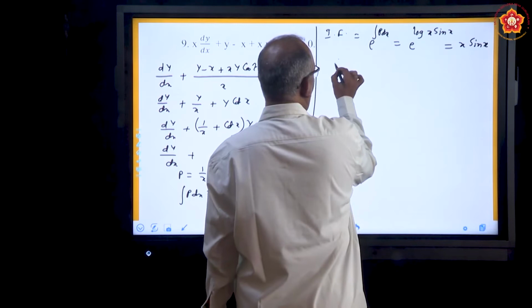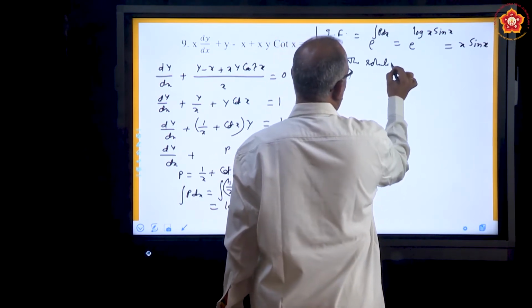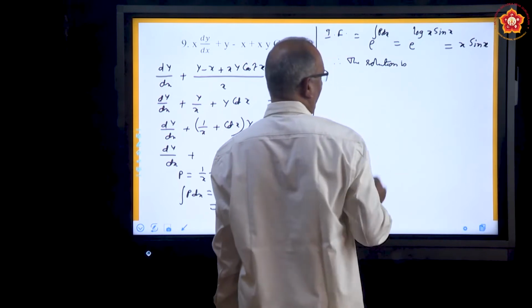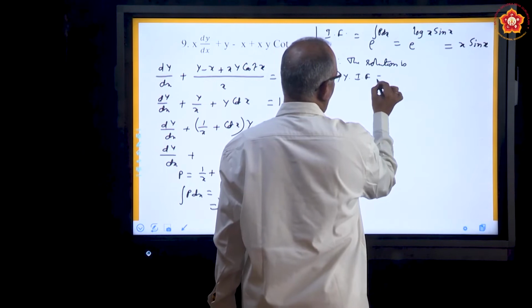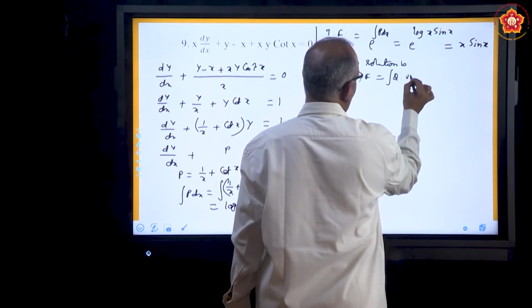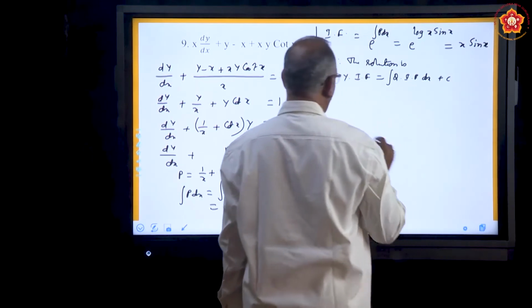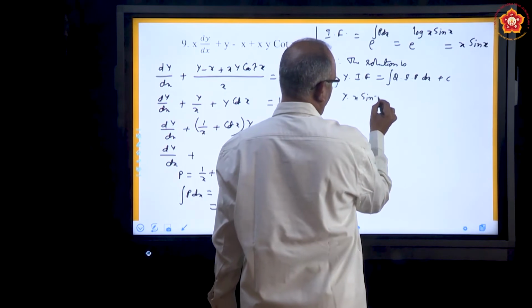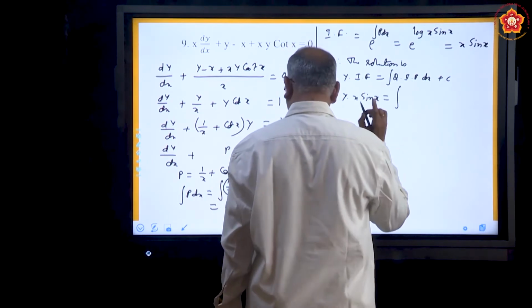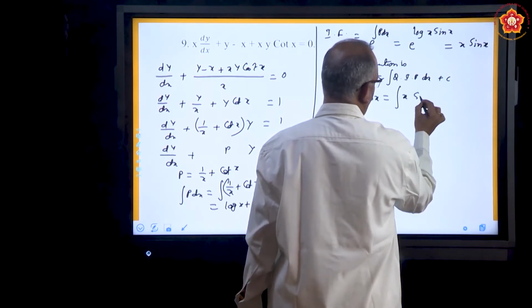Hence, the solution is y into integrating factor equal to integration of q into integrating factor dx plus c. Substitute the values, y into x sin x equal to integration of q, q is just 1. So, it is nothing but x sin x only.